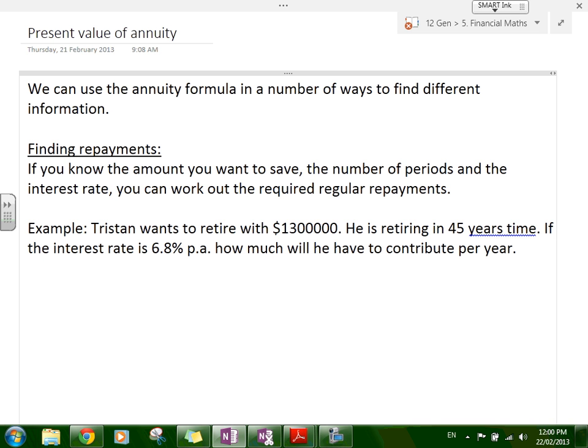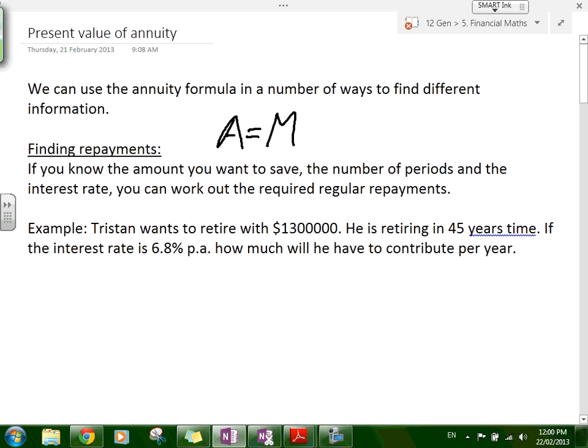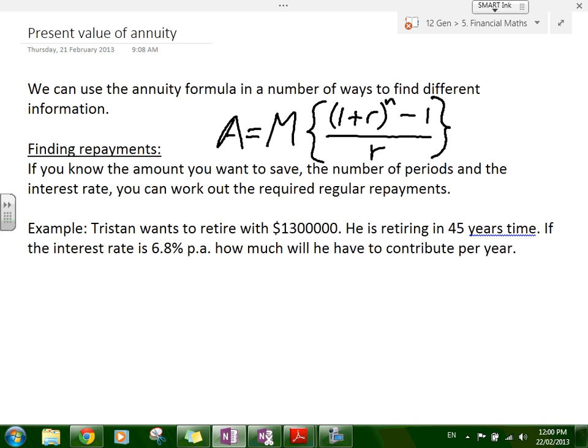Somebody remind me please as to what the annuity formula is so that we all refresh and make sure. So we have A equals, in brackets, 1 plus R to the power of N minus 1 over R, with the curly brackets. So what we can do is if we know what A is, and we know what R is, and we know what N is, then obviously we can work out what M is. And so that's basically what this example is saying.